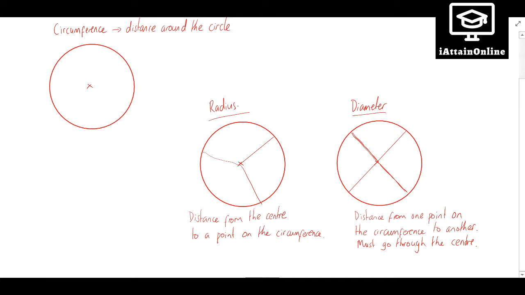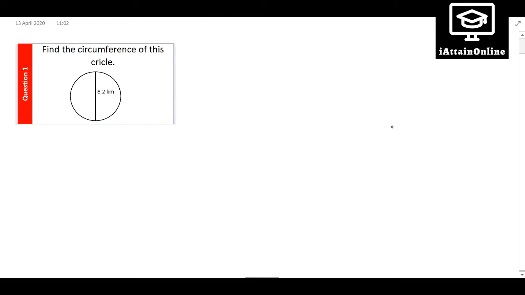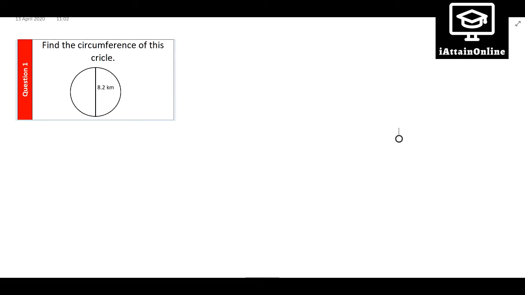So if I've got a radius and I need the diameter, you would just times it by 2. If you've got the diameter and you want the radius, you're going the other way, you just need to divide that by 2. And that's really important for some of the questions on finding the circumference of a circle. So here is a circle, and we are given in this case, the diameter, the distance from one point on the circumference to the other, and I haven't drawn it on here, but it goes through the centre of that circle, and that distance is 8.2 kilometres.